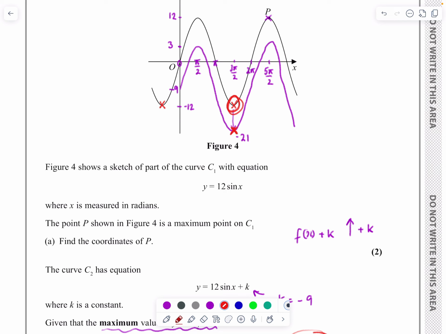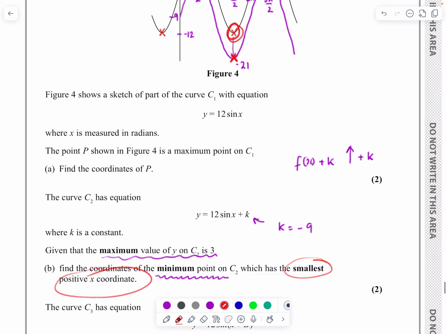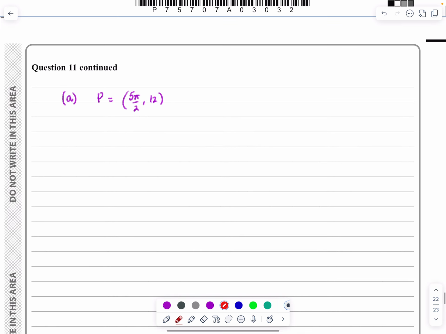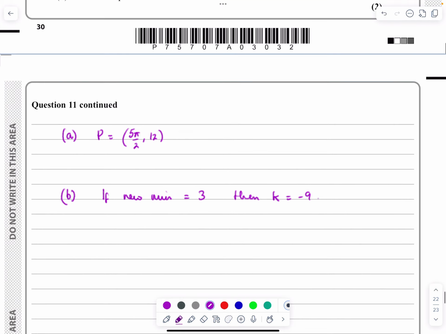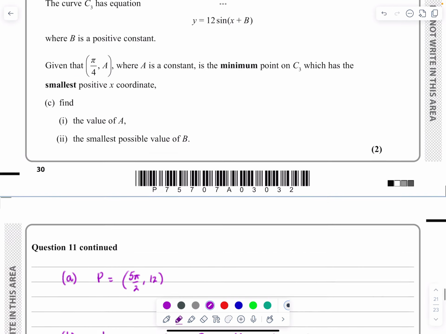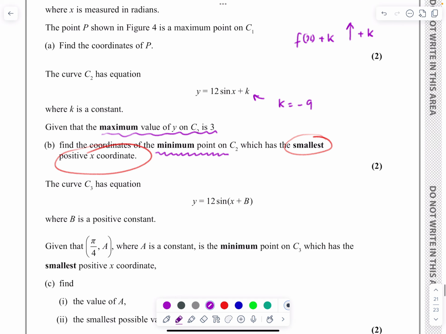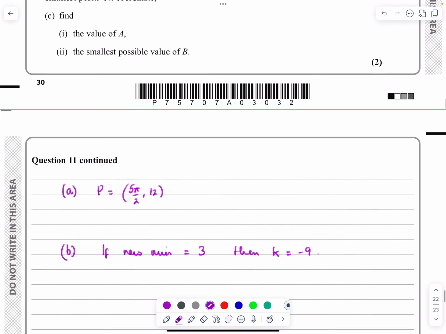So on our new graph, it's 3 pi over 2 minus 21. Let's say that to the examiner. So for part B, I would say if new minimum equals 3, then k equals minus 9. Okay, if k is equal to minus 9, what point have they called it? They've called it minimum point on C2.